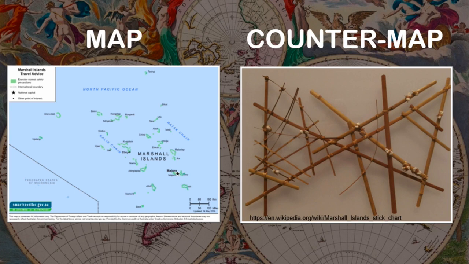The map on the left is a traditional government map for tourists. The one on the right is a counter map. It's a stick chart made and used by the Marshallese to navigate the Pacific Ocean by canoe. These charts represented major ocean swell patterns and the ways the islands disrupted those patterns, typically determined by sensing disruptions in ocean swells by islands during sea navigation.